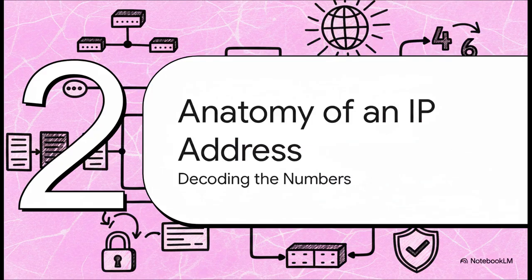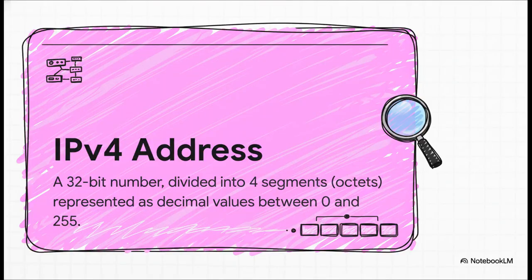Now, let's pop the hood. Those numbers you see, like 192.168.1.1, they aren't random at all. They've got a really specific structure that computers can read perfectly. So while you and I see four numbers separated by dots, what your computer actually sees is a long string of 32 ones and zeros. This long number gets chopped up into four 8-bit chunks, and we call those octets. Each one of those octets gets translated into the numbers we're used to seeing, anything from 0 to 255.